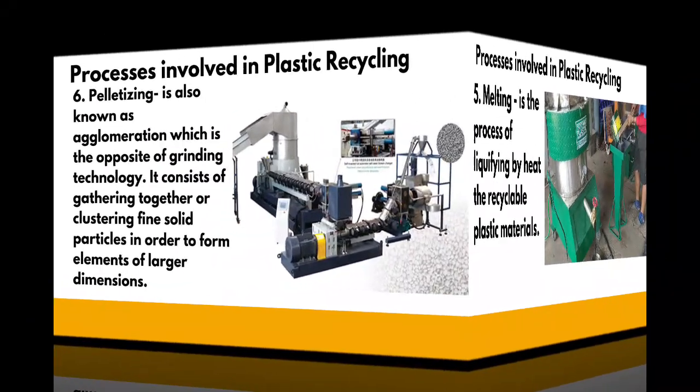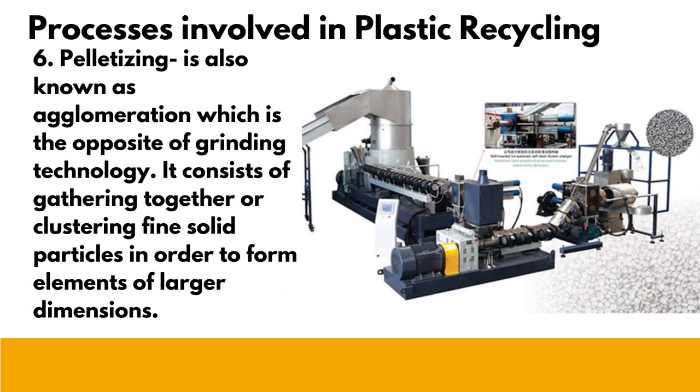And number 6 is also known as agglomeration or pelletizing, which is the opposite of grinding technology. It consists of gathering together or clustering fine solid particles in order to form elements of larger dimensions.